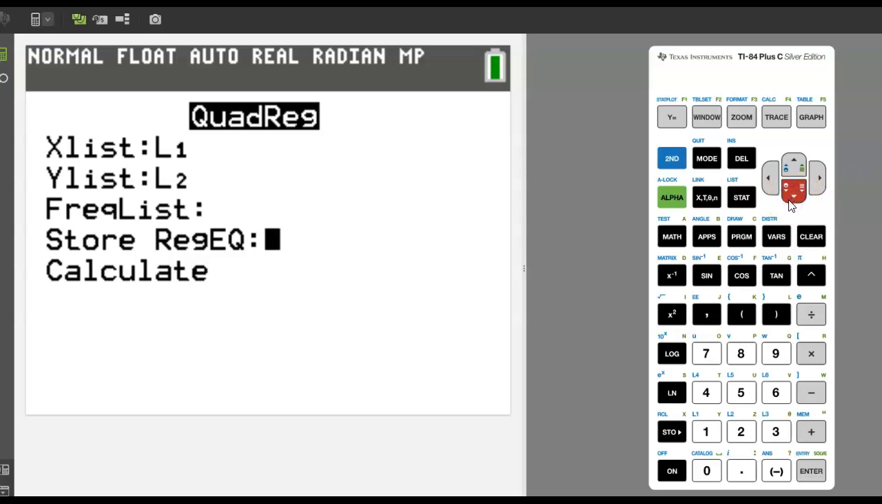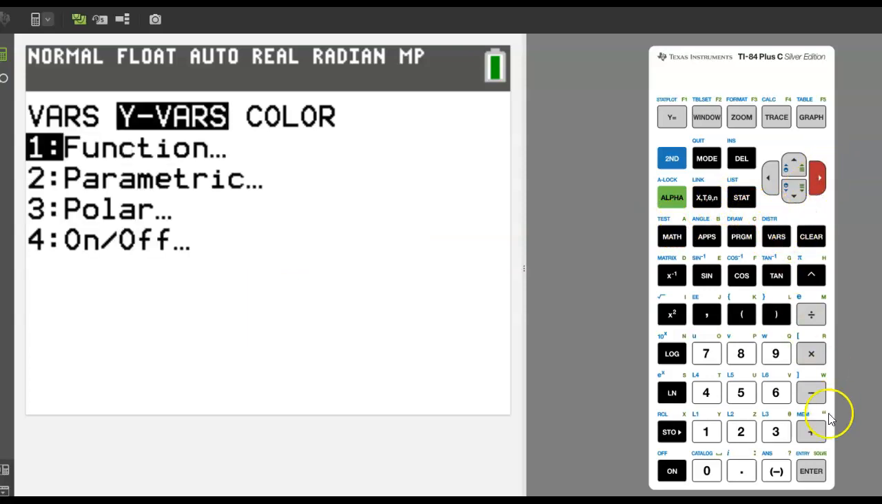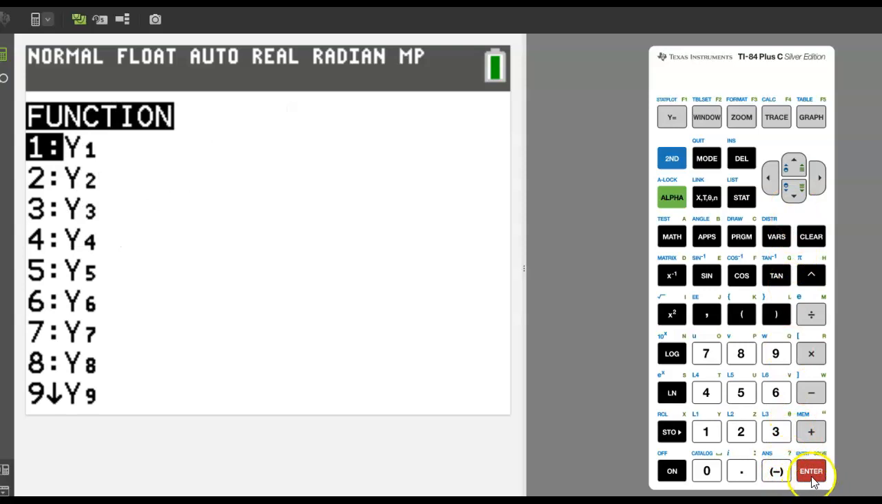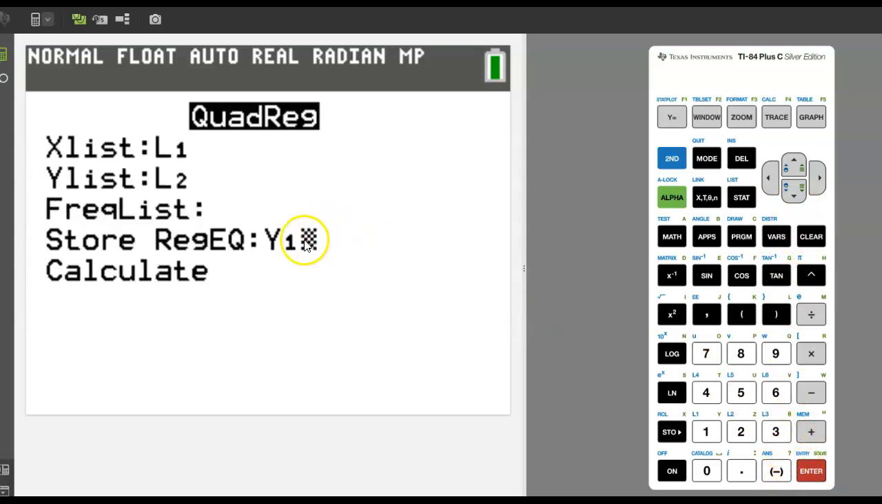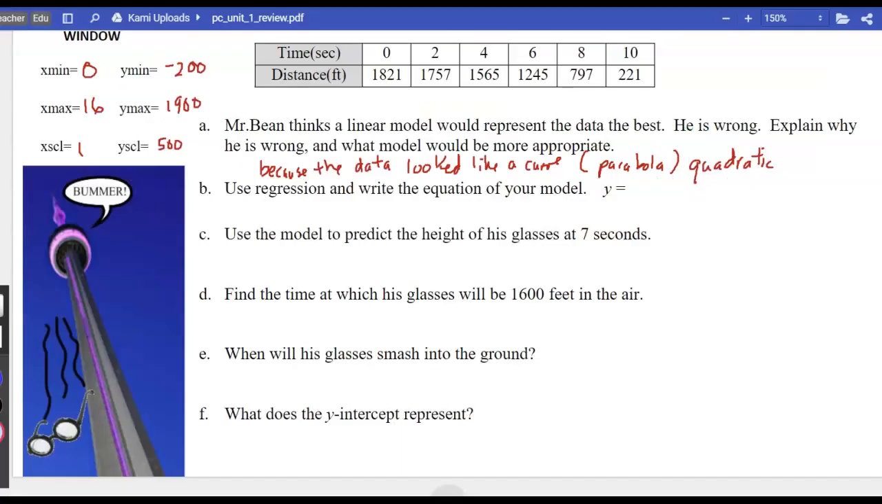Then skip frequency list, and then under this part, store regression equation, we're going to go Vars, then over to Y-Vars, and then Function, and I guess I have to hit enter there, Y1, enter, and now it's going to be stored in Y1 if I hit enter. And then for calculate, you hit enter one more time, and there's my equation. So negative 16x squared plus 0x plus 1821.